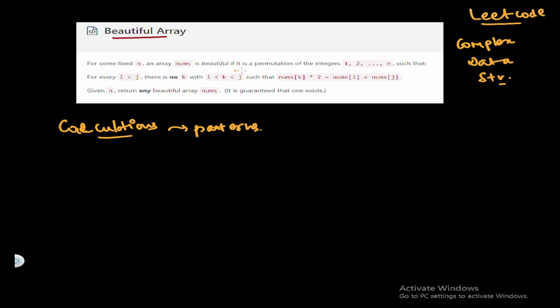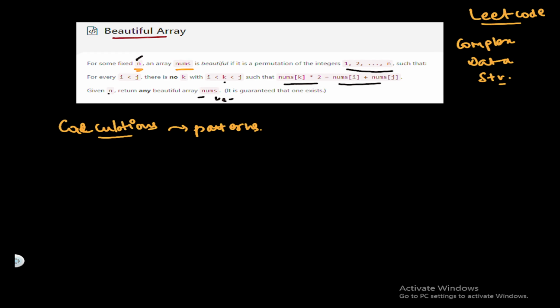The question states that you are given a number n, and you are required to form an array of that. The array is called beautiful if it has this condition: for every i less than j, there exists a k between them such that nums[k] * 2 equals nums[i] + nums[j]. Return any beautiful array nums. So you can return any permutation.